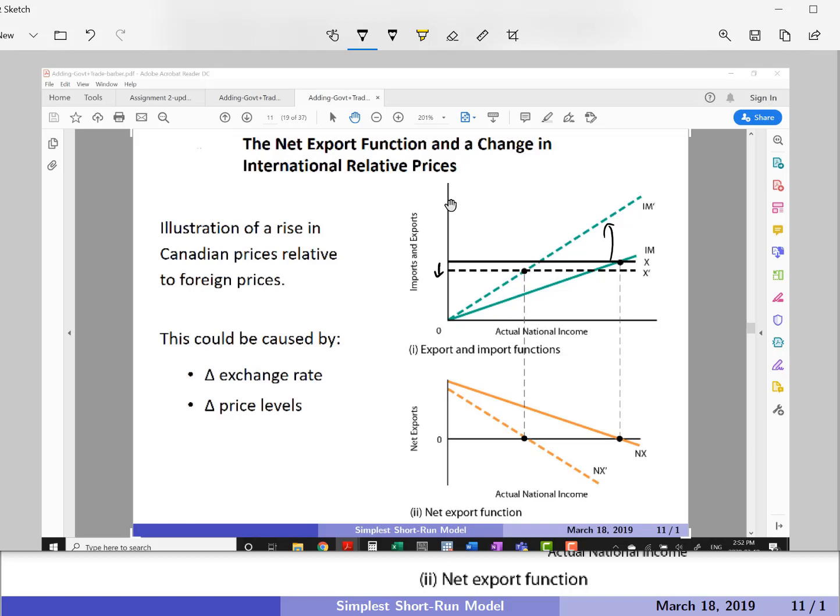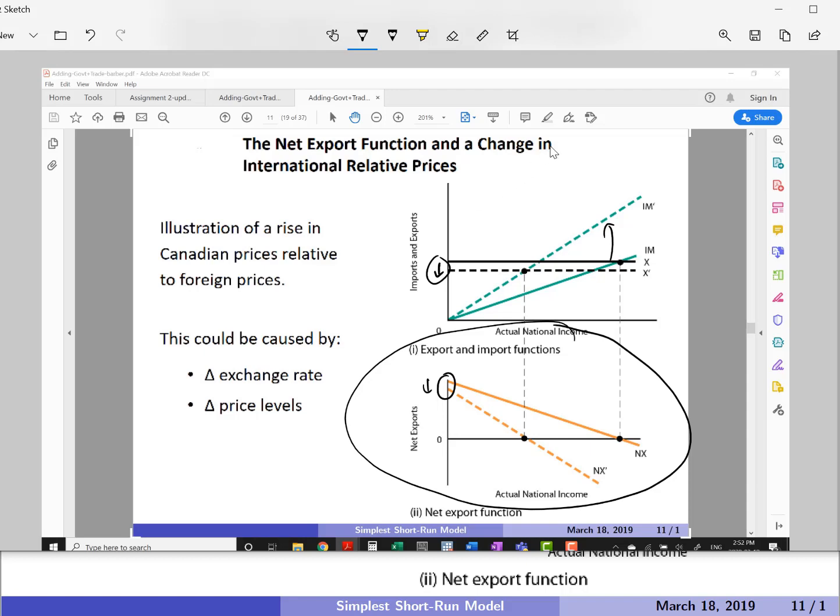Putting those two things together, this is the net effect on our net export function in the bottom right. It's shifting down, so the intercept is going down, because this export constant is going down. And then the slope is getting steeper, because the import function is getting steeper. That m is getting larger.